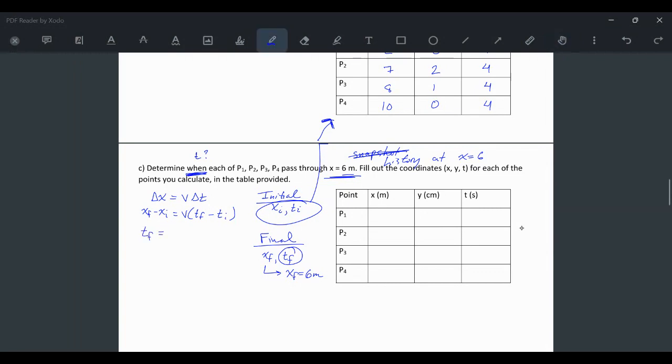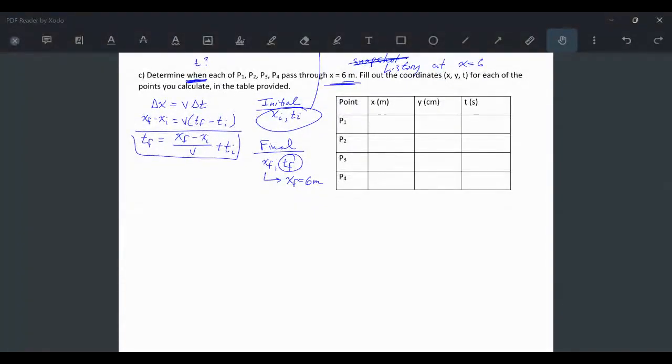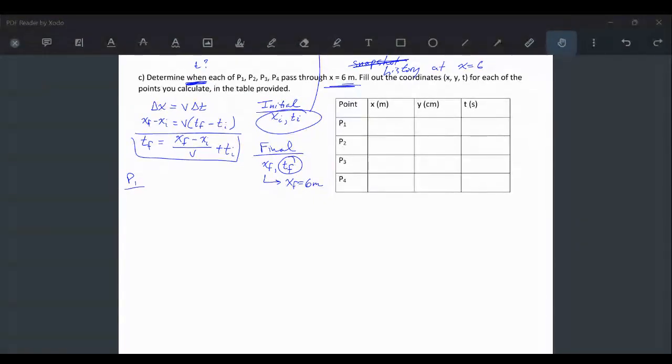So I think we'll find that tf is equal to (xf minus xi) divided by v, plus ti. So I just divided both sides by v and then added ti. This is kind of the master equation that we'll use in this case. So let's do this for P1. Let's actually do a calculation and hopefully have things start making sense.